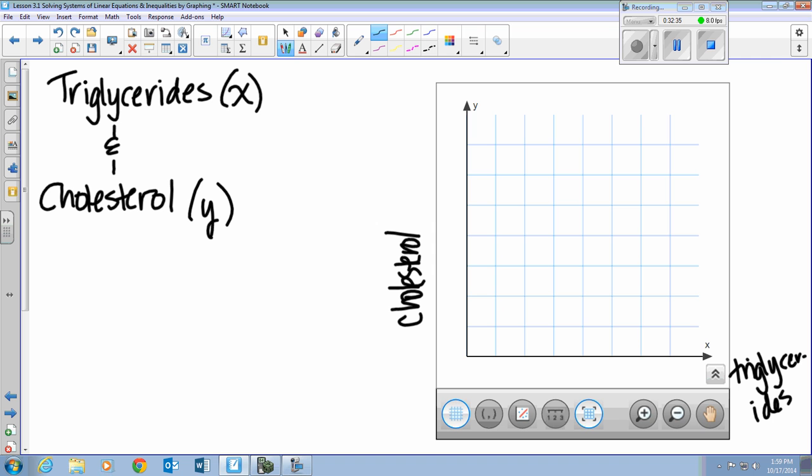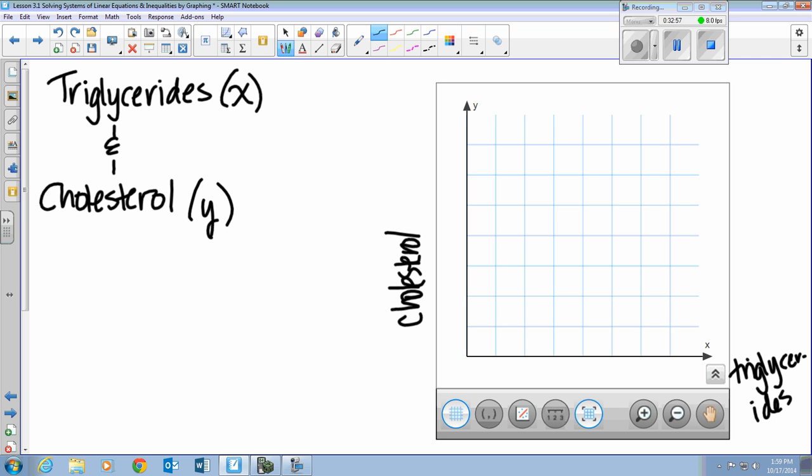Can I have a negative amount measured of triglycerides in my blood? No. Can I have a negative measure of cholesterol? No. I can't have negative. Like, I can't measure a negative. I can decrease my cholesterol. I can increase my cholesterol. I can have a small cholesterol, but I can't have a cholesterol level of negative 465. It doesn't mean anything to me.